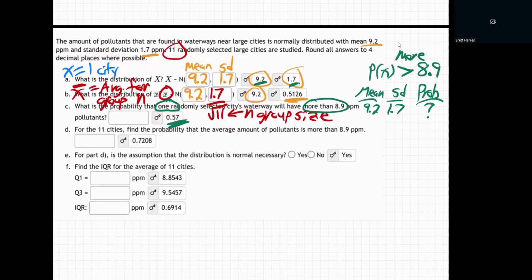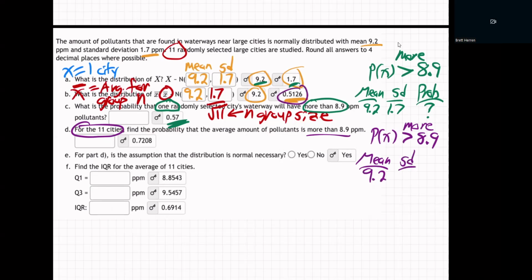Now, part D says for the 11 cities, find the probability the average amount of pollutants is more than 8.9. It's like the same question, isn't it? Yeah, but it's for 11 cities, not just one city. So again, we're going to do P of X greater than 8.9, because it does say more than 8.9. That part's the same. Mean, that's the same, 9.2.